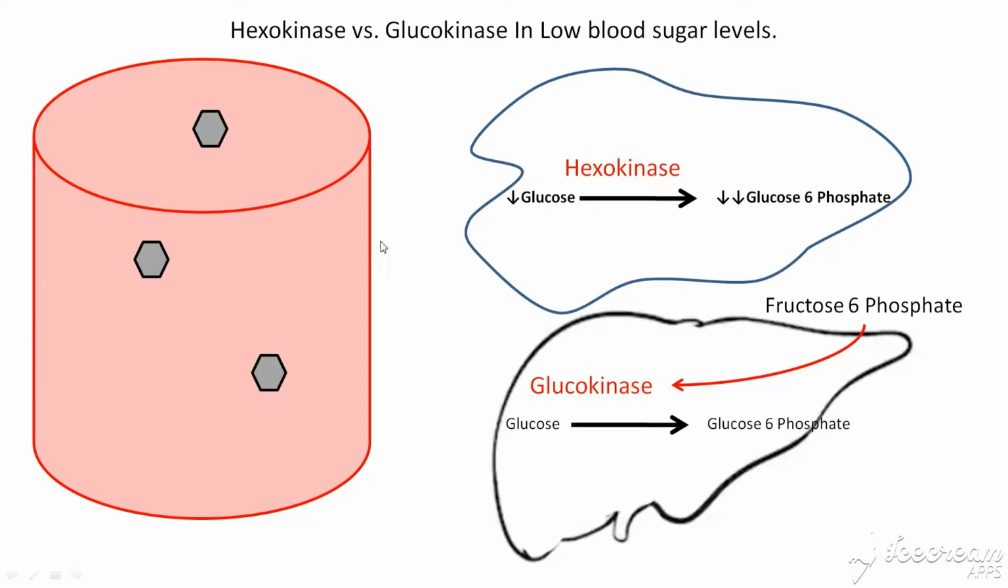Now, hexokinase and glucokinase in the setting of low blood sugar is the opposite. When there's low blood sugar, that means there's going to be low glucose entering the cell, and there's going to be low glucose 6-phosphate. So hexokinase is going to be very active, meaning that the cells of the body are going to take in as much glucose as they can.